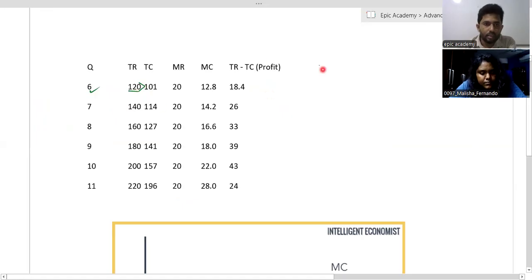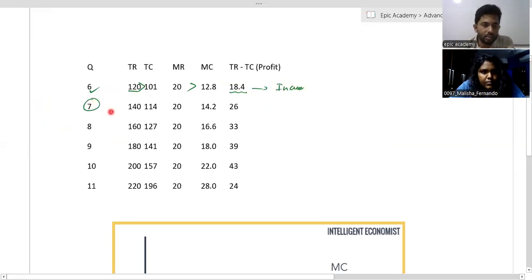Okay. So then in here you can identify MR taking greater value than the MC. So then you are getting profit. You decide to increase the production, isn't it? Yes. Increase the production.